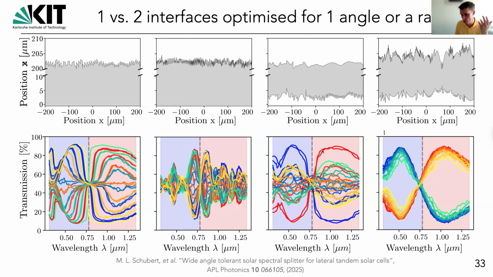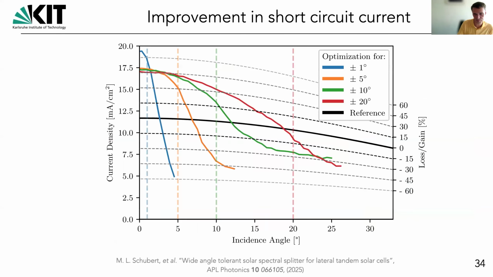But without enforcing this angle independence in the design, of course, for variations of the angle, this is not going to look very good. But we can also add the requirement that this device should be angle insensitive. Then we can steer the spectral content very nicely with these two metasurfaces to the two lateral tandem solar cells that they have been designed for.